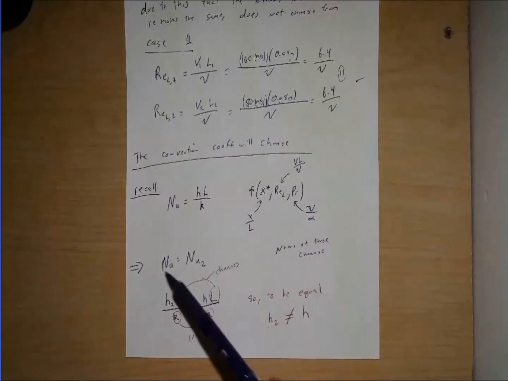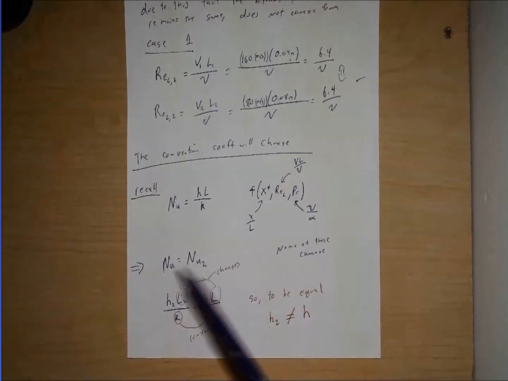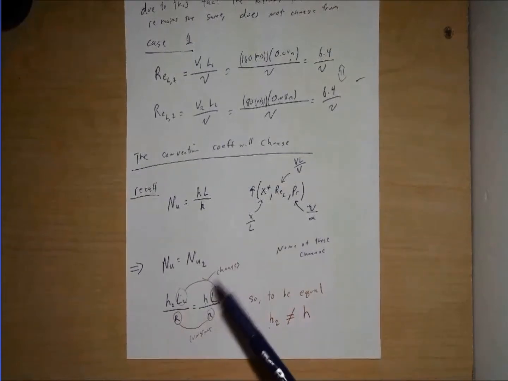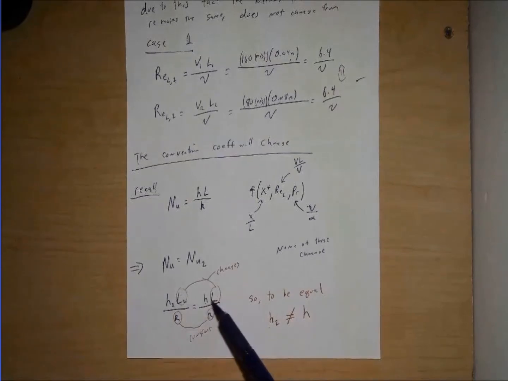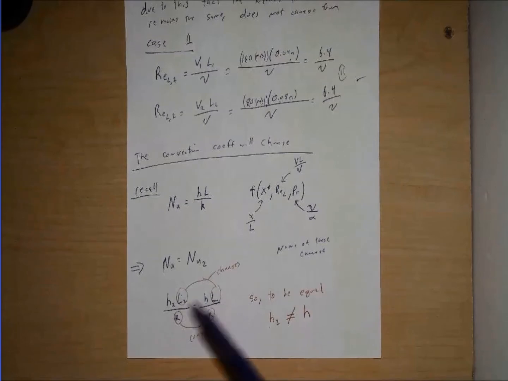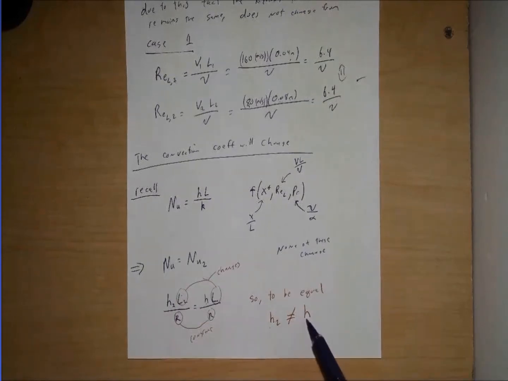But if we look down here at the Nusselt number for case 1 versus the Nusselt number for case 2, those are both going to be the same. But what's going to change in here is our L value, which changes from L1 for case 1 to L2. We know that that's given in the problem statement. But our k's are going to stay the same. So if these stay the same and these change, that means our h's must change. So H2 cannot be equal to H1 in this case.